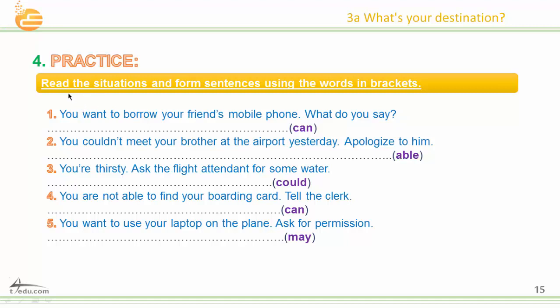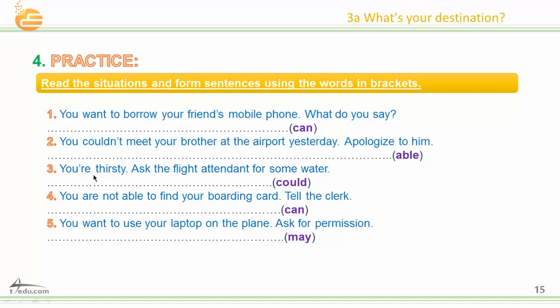What I want you to do in this exercise is read the situation and form a sentence using the words in brackets, like can, able, could, and may. But first read the situations, then try to form a sentence by using the words between these brackets. Number 1. You want to borrow your friend's mobile phone. What do you say? Number 2. You couldn't meet your brother at the airport yesterday. Apologize to him. Apologize means to say sorry or make an excuse.